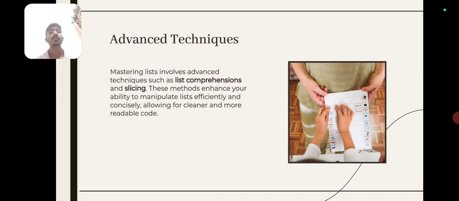Next, what are the advanced techniques we use in the list? Mastering lists involves advanced techniques such as list comprehension and slicing. Here, slicing means cutting the list or slicing the elements. These methods enhance your ability to manipulate a list effectively, consequently allowing for cleaner and more readable code.